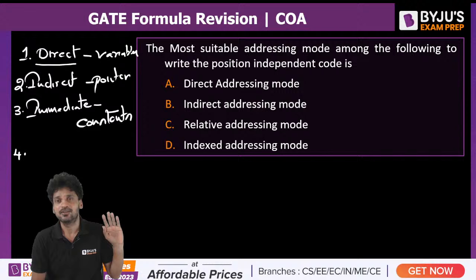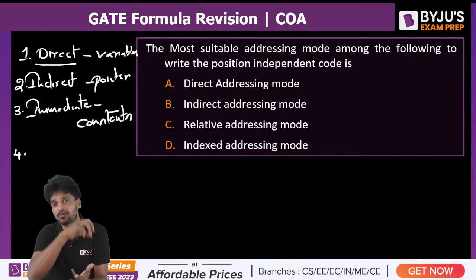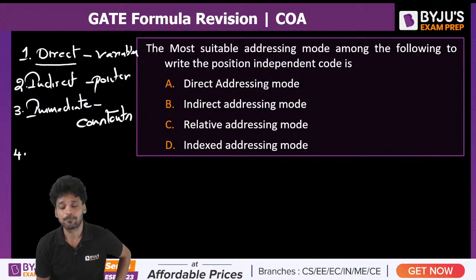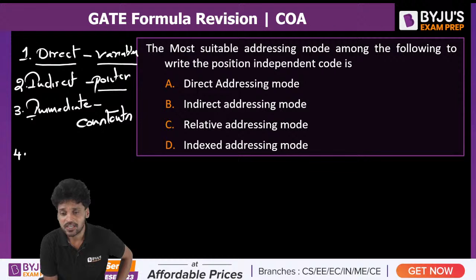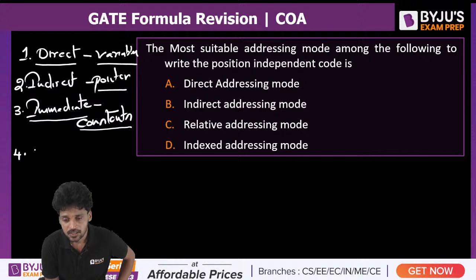Simple. So each of these addressing modes, when implemented in a processor by the designer, is going to enable a specific feature in programming. So direct addressing mode will enable variable declaration. Indirect addressing mode will enable pointers. Immediate addressing mode enables using constants. And then relative addressing mode will enable program relocation.